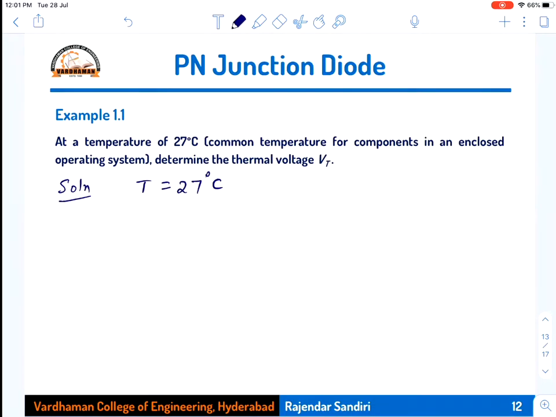What is that thermal voltage you have to calculate? Already you know the formula. What is the thermal voltage formula? It is kT by q actually, but k and q values I have substituted. Directly I got T by 11,600.